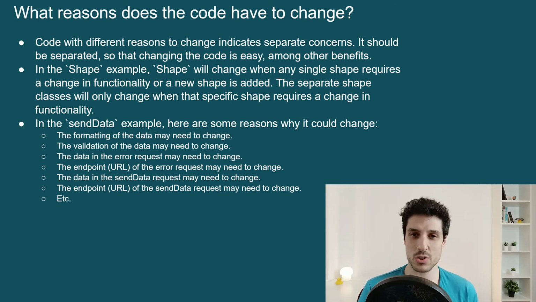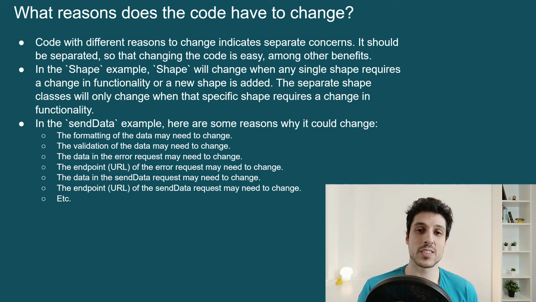However, after we extracted the shapes into separate classes, those new separate classes only have one reason to change, right? So if circle needs to change, then circle needs to change. But that doesn't also mean that rectangles are going to change, because we've separated the reasons that everything has to change. Does that make sense?